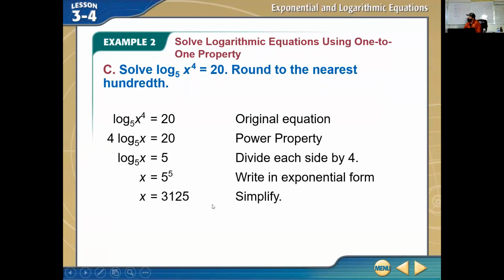You could exponentiate this again. Put them both to the base of 5. Every time you exponentiate, you want to use the base that the logarithm is. So if this was just common log, I'd use the base of 10. If it was natural log, I'd use the base of e. So in this case, to match up, I would put it to 5 to the power of log base 5 of x. Inverse property gives you x. And then you're still left with x is equal to 5 to the 5th.